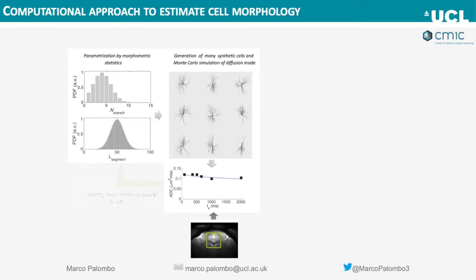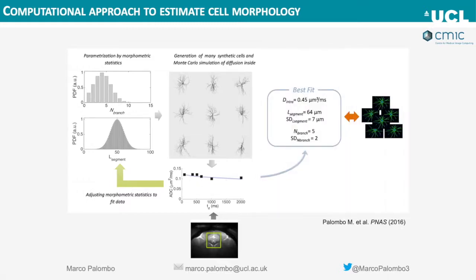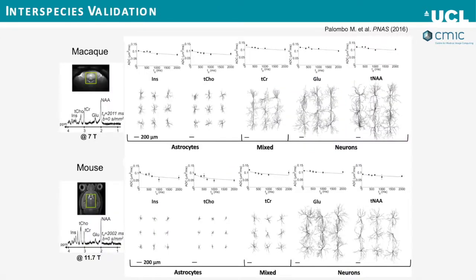We can use an iterative optimization to change the morphometric statistics, generate new cells, new simulation, until our simulation fits the data well, and we can in this way estimate the features of the cell morphology, such as the segment length and branching order, non-invasively using the metabolites. We measured the ADC time dependence of 5 brain metabolites up to 2 seconds in vivo in mice and macaque, and estimated the cell morphology from the method I just described to you.